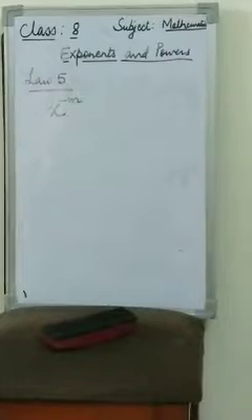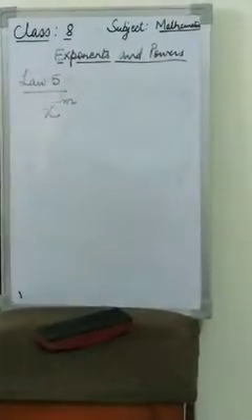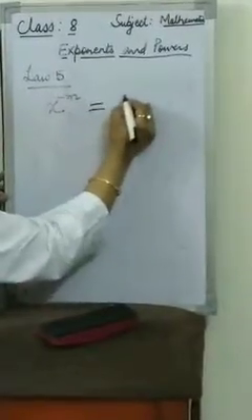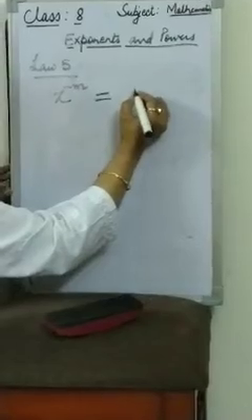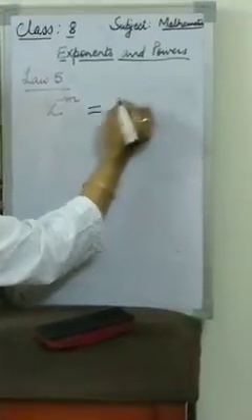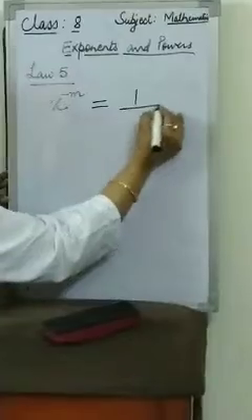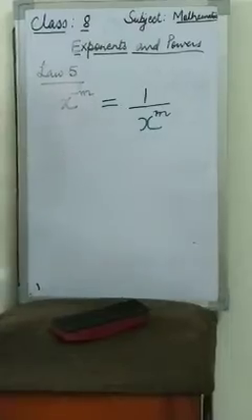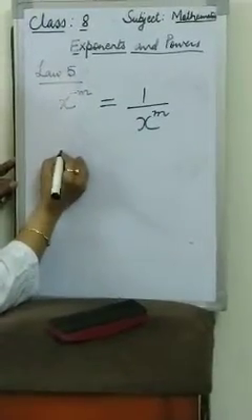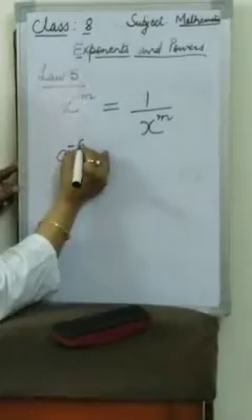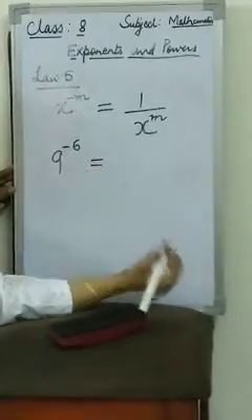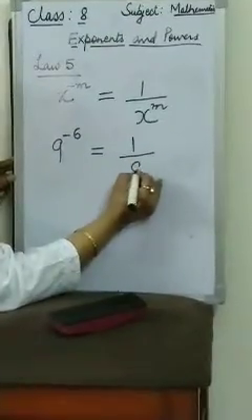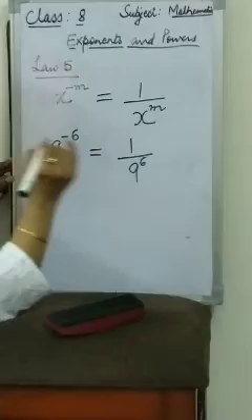To convert a negative index into a positive index, we write the reciprocal of the given number and we convert the power to positive. X to the power minus m is the number. We write the reciprocal of x, that becomes 1 by x, and power minus m becomes power m. Suppose we have 9 to the power minus 6 and we want to convert it into a positive index. So how am I going to write? Reciprocal of 9 is 1 by 9, and to the power 6.